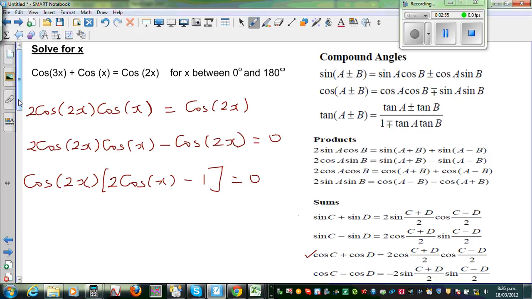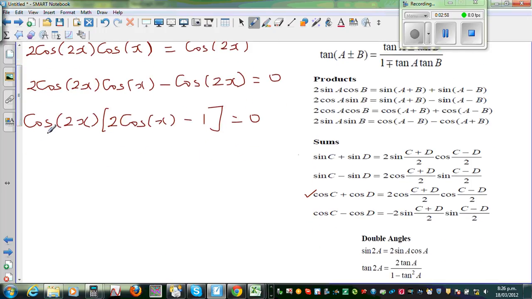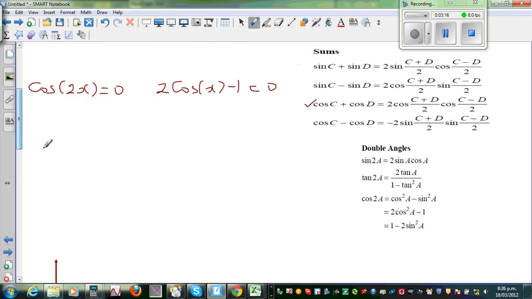So now these are two equations. You can set this equal to 0 or this equal to 0. So I can say therefore cos 2x is equal to 0, or 2 cos x minus 1 is equal to 0. Therefore, I can say cos 2x is of course 0, and this means 2 cos x, adding 1 to both sides, you get 1, and dividing both sides by 2, you get cos x is equal to half.